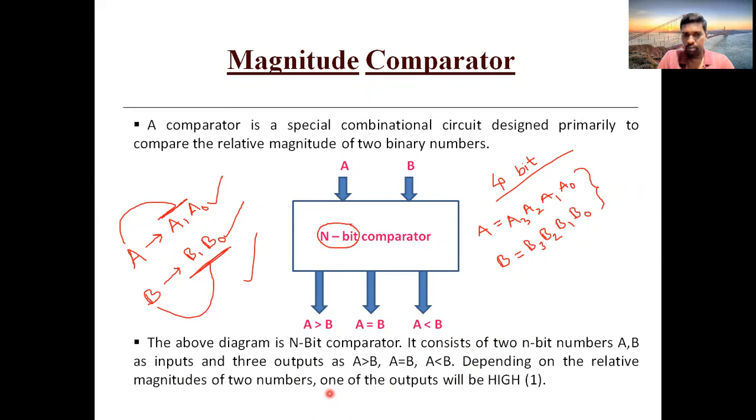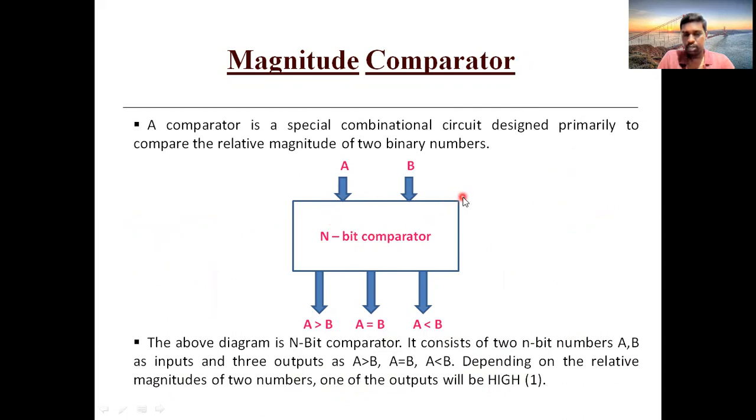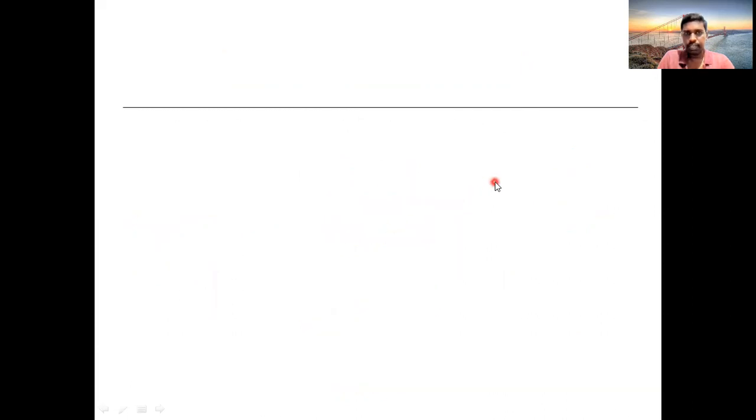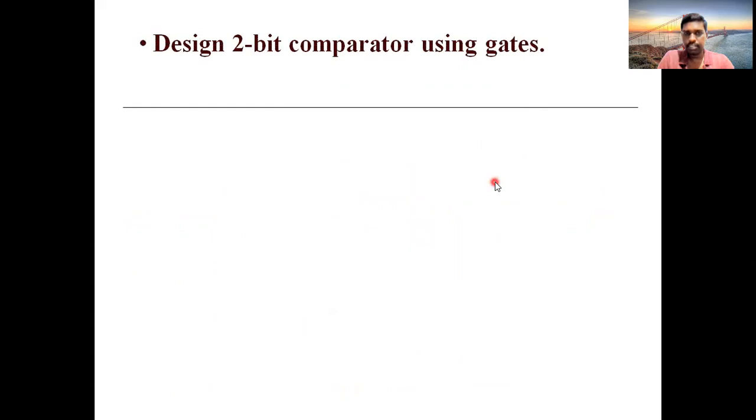It's very important: for each and every comparison, one among the 3 outputs will be high and the remaining 2 will be 0. That is to be noted carefully. So for the time being, let us see a 2-bit comparator. Let us see how to frame a 2-bit comparator.